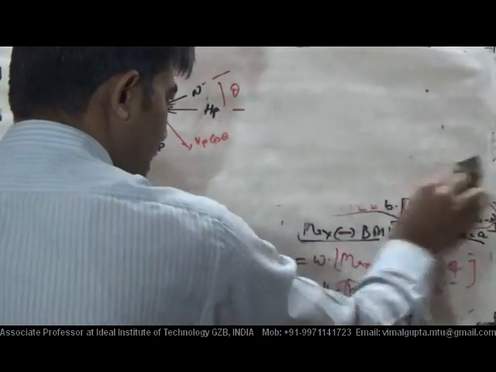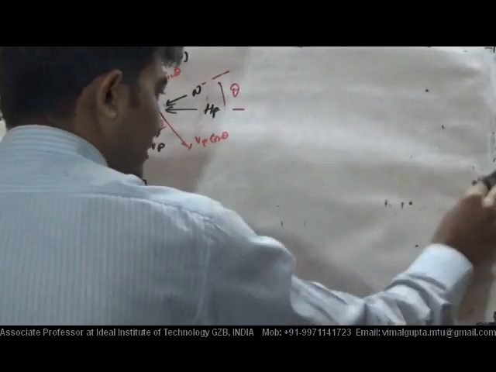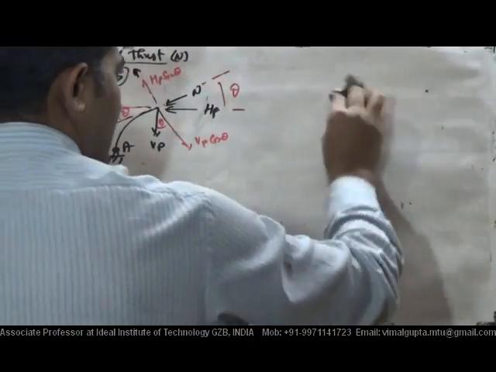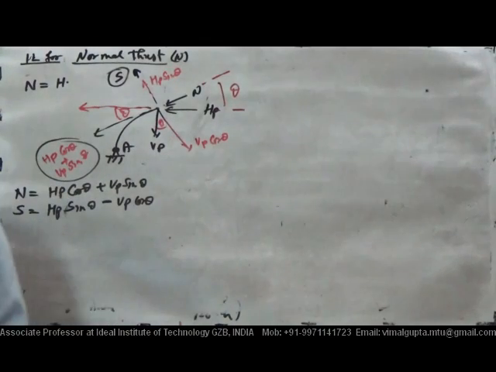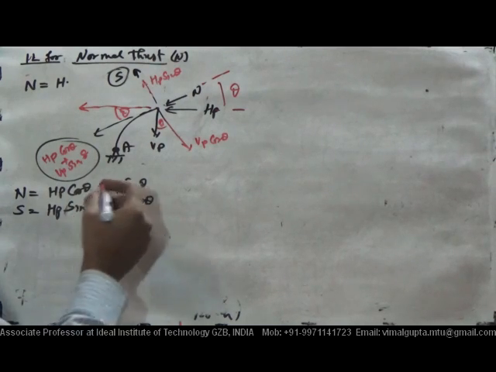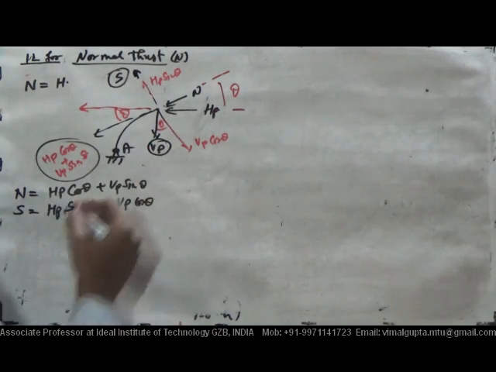Now the plotting for these two is very simple. Plotting for these two is very simple. Now you must know what this VP is. What is VP?